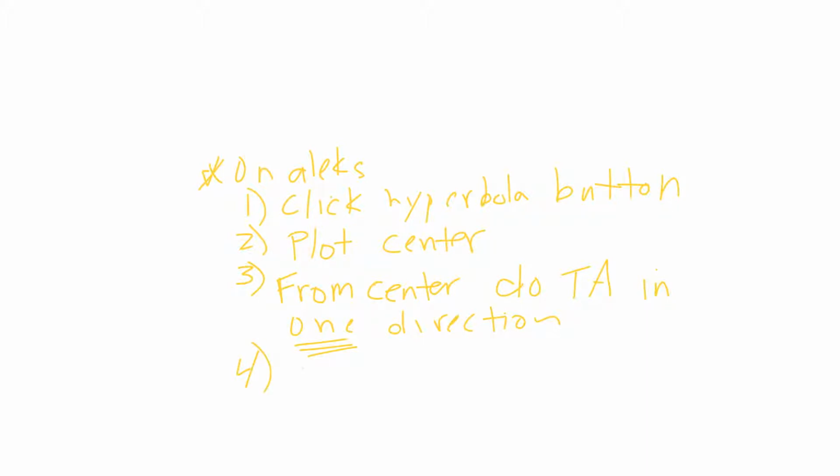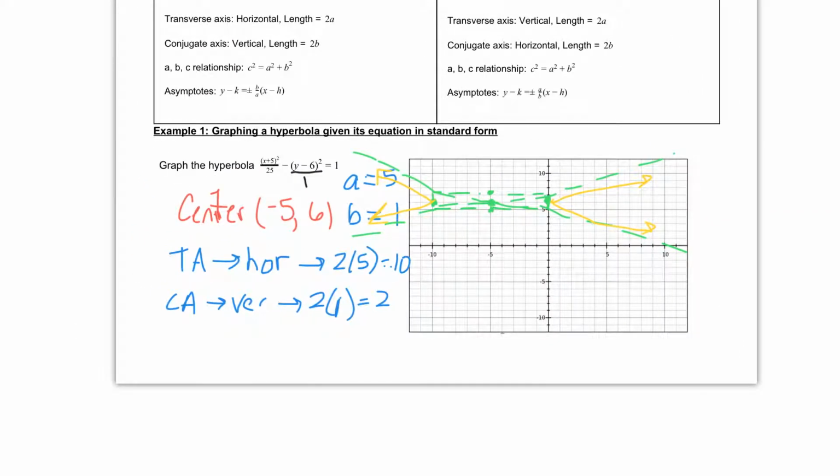In step 4, you're going to go back to the center and do your conjugate axis in one direction. They're only requiring it to do in 1 instead of in 2. So if we go back to our graph real quick, let me show you what I mean. So on Alex, you'll plot that center point, which is right here. And then you're going to do your transverse axis. So I would count out in either direction, left or right, 1, 2, 3, 4, 5, and I'd plot that point right there. Then I'm going to come back to my center, and I'm going to do my conjugate axis.